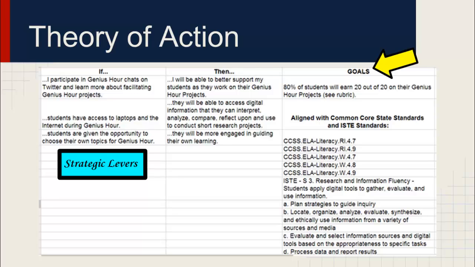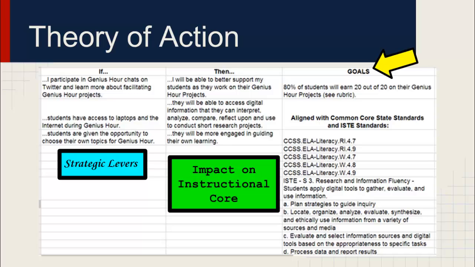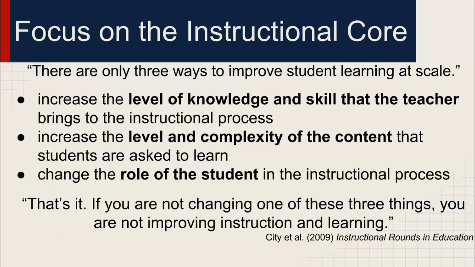And there are three different strategic levers that directly impact instructional core. Those are your if part of your statement, and then you define your then. So the strategic levers impact the instructional core, and if we put these things into place, then we'll impact the instructional core and hopefully reach our goals. So again, the focus is on the instructional core. Instructional Rounds in Education says there are only three ways to improve student learning at scale. One is to increase the level of knowledge and skill that the teacher brings to the instructional process.